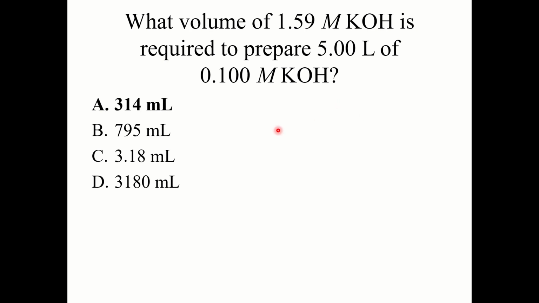Okay, the correct answer is A, 314 milliliters. So here I would call V1 5 liters and C1 0.100 molar, and then C2 would be 1.59 molar. So I need to solve for V2. When you solved for V2, you probably got, or you should have gotten, 0.314 liters, and then you convert that to milliliters to get the correct answer here. So A is the correct answer.